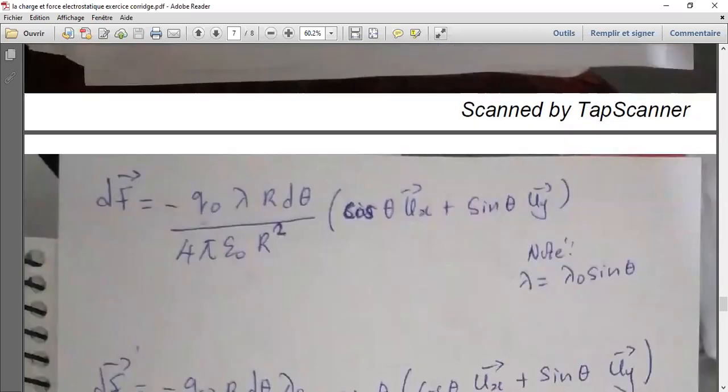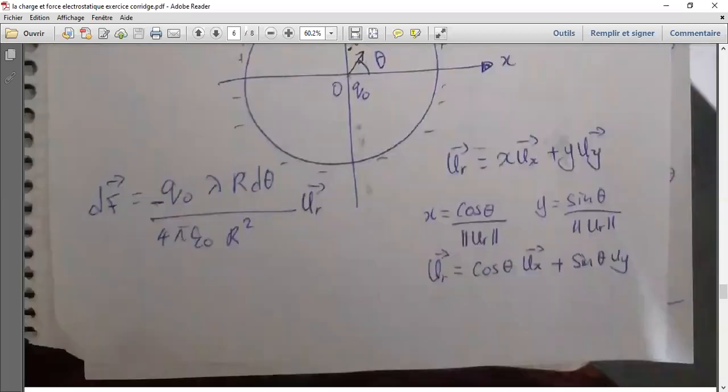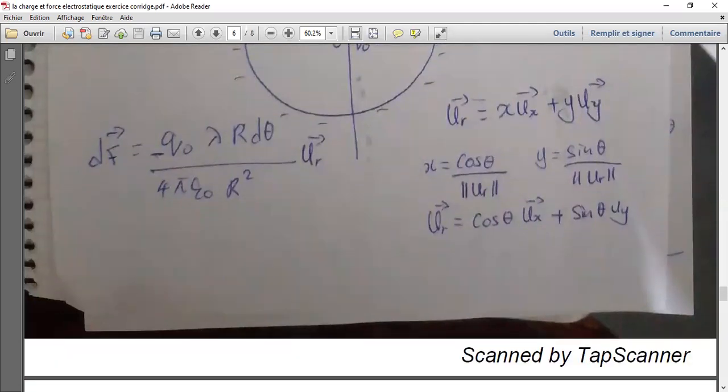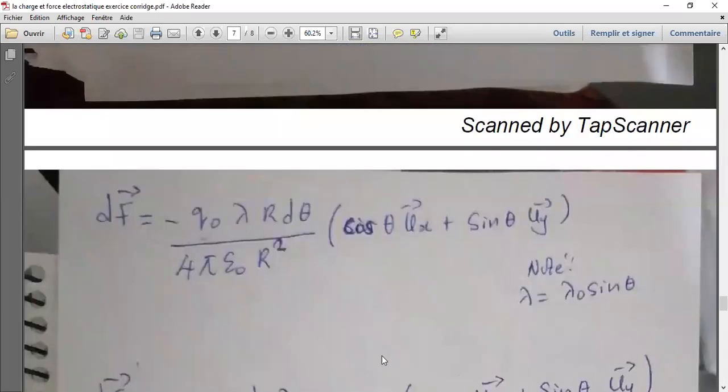So now we have come up with the relationship between UR and the Cartesian coordinates. This relationship is UR is equal to cos theta UX plus sin theta UY. So where there's UR, I'll replace it with cos theta UX plus sin theta UY.